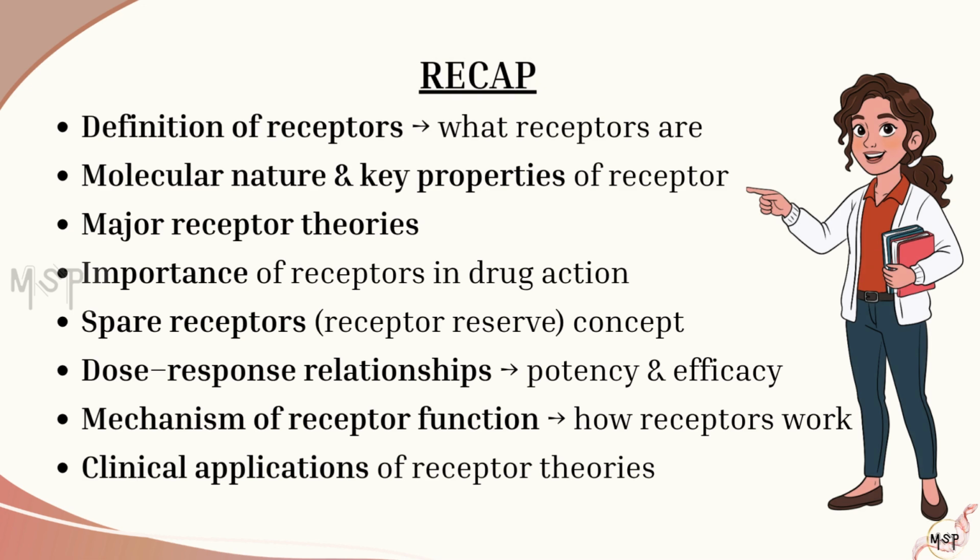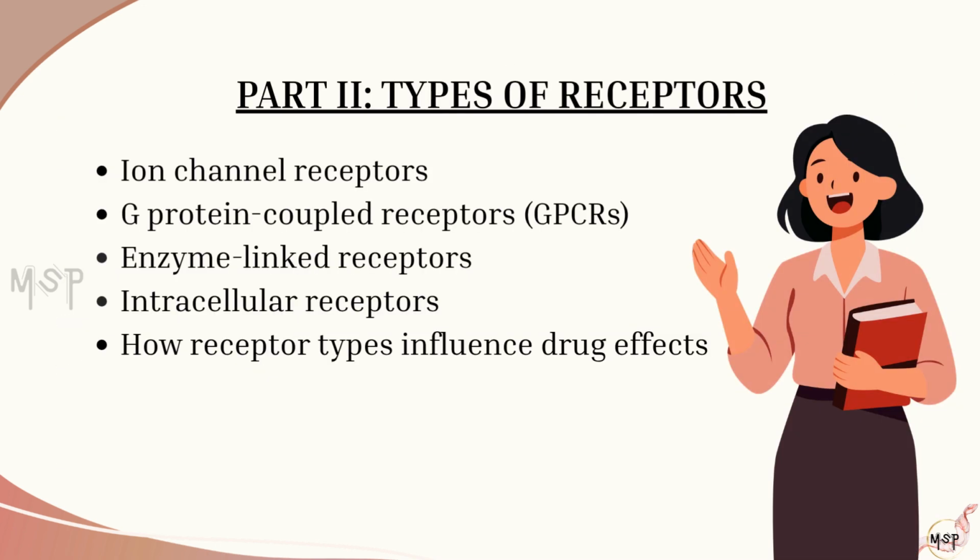Before we move on, let's quickly recap what we've covered so far. We explored what receptors are, their molecular nature and key properties, how they work, and the main theories explaining drug-receptor interactions. We also looked at the importance of receptors for drug action, clinical applications, and concepts like spare receptors and dose-response relationships. Understanding these foundations is crucial for making sense of the different types of receptors and how they influence drug effects. In our next video, we'll explore the different types of receptors, like ion channel receptors, G-protein coupled receptors, enzyme-linked receptors, and intracellular receptors.